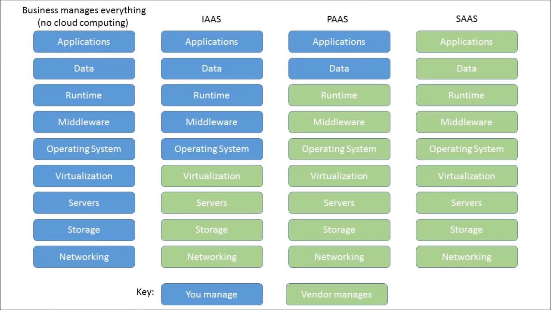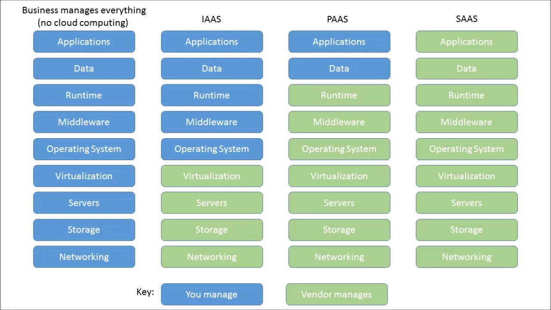Now let us see the service models of cloud computing. In this figure, you can see that there are four columns. The key is: the block in blue depicts that you manage it, and the green block depicts that the vendor manages it. Now let us see the first column. In the first column, the business manages everything. No cloud computing is used.